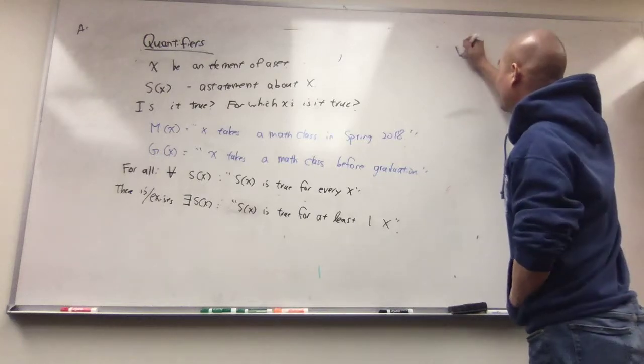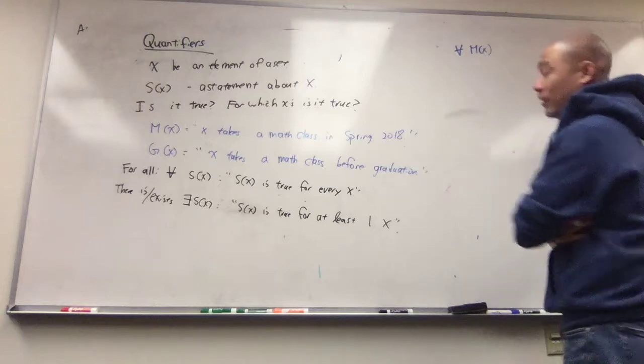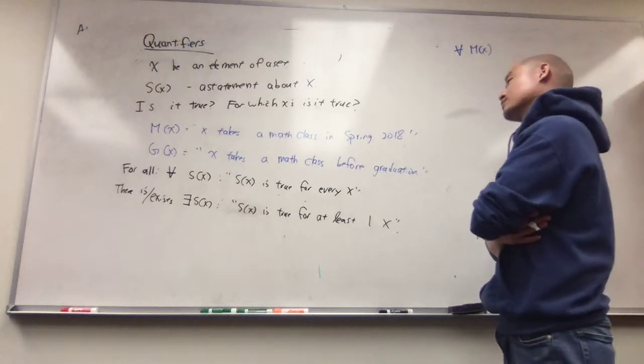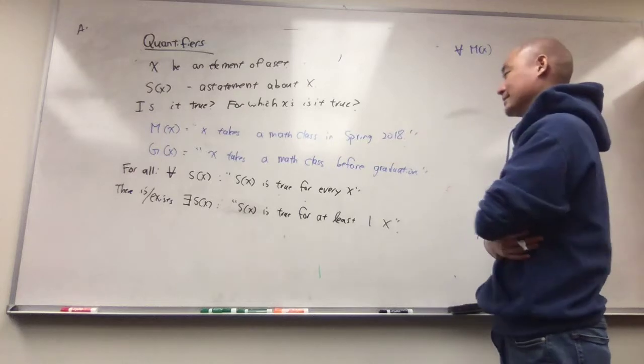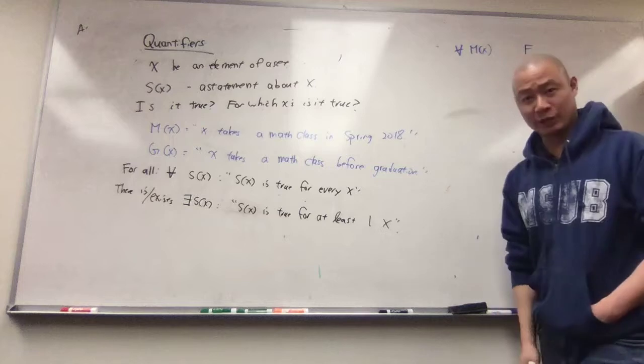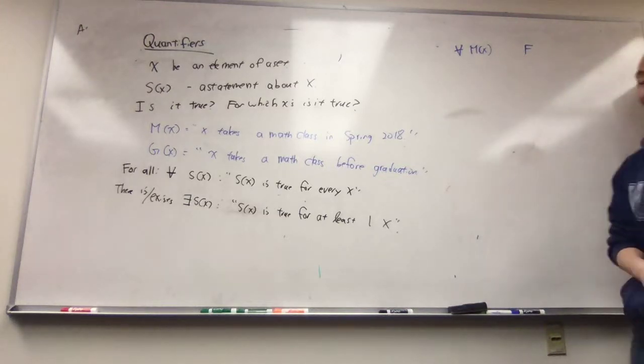So we can ask ourselves, for example, for all X, M of X. So is it true that every student at MSUB is taking a math class in spring 2018? And we'd probably regard this as false. There are certainly students who are not taking math this semester.